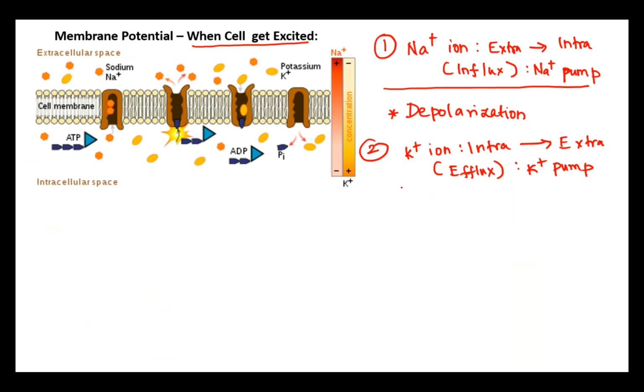First process, depolarization. So what is this process called? Depolarization happens. Once depolarized, the cell will again repolarize. So this is called repolarization.